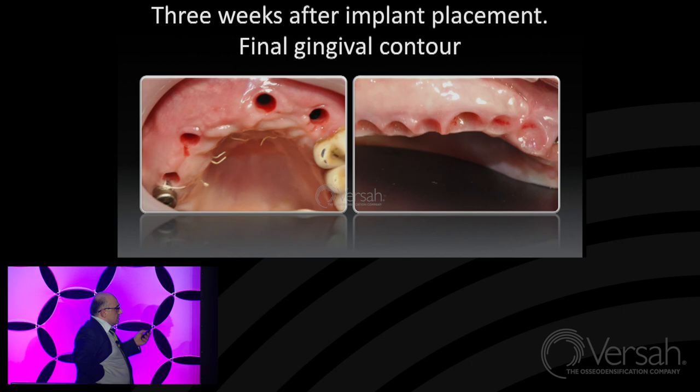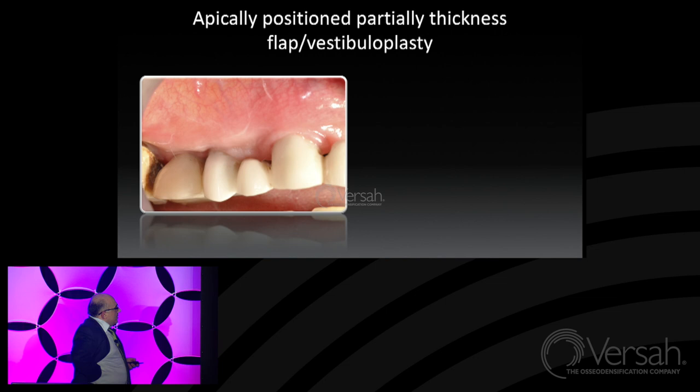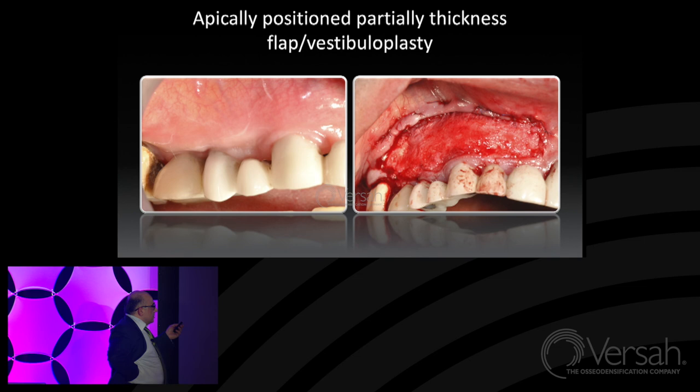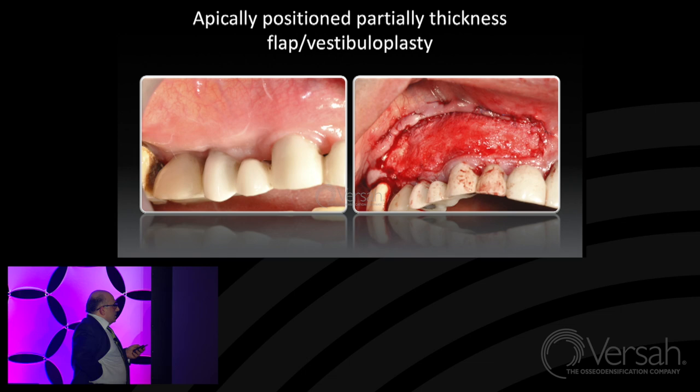Let's go through it. It's about 10 slides. We'll go very rapidly through it. You see that we have deficiency of keratinized tissue around the implants. What have we done? We make our vestibuloplasty with apically positioned partial thickness flap. It's strictly what Dr. Gluckman showed yesterday in his course. Then we got free gingival graft from the palate.